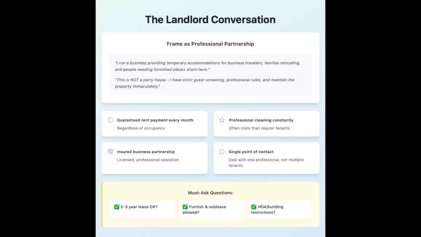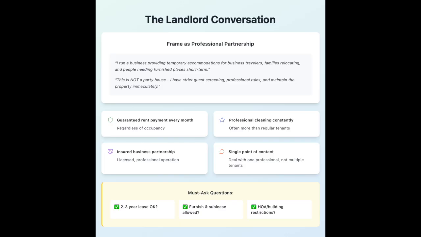Makes sense. If a landlord seems interested after that pitch, what are the absolute must-ask questions according to the source? 3 main things you need confirmed. Are they genuinely okay with a longer lease, say 2-3 years? Will they specifically allow you to furnish it and sublease it short-term, in writing? And are there any HOA rules or building regs or insurance issues you need to know about? The source says you need clear yes answers on all those before moving forward. And there was a bonus tip in there, too.